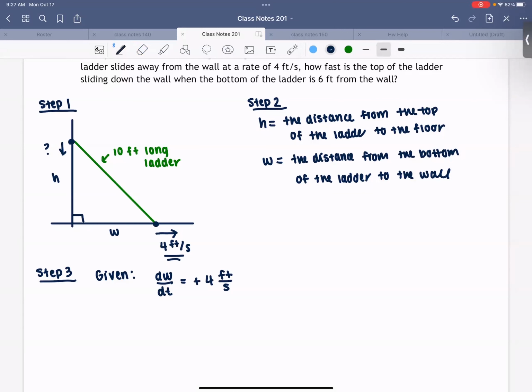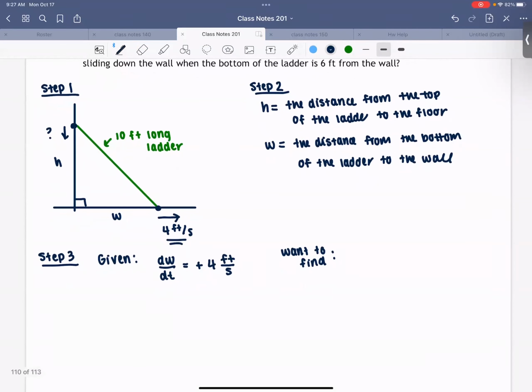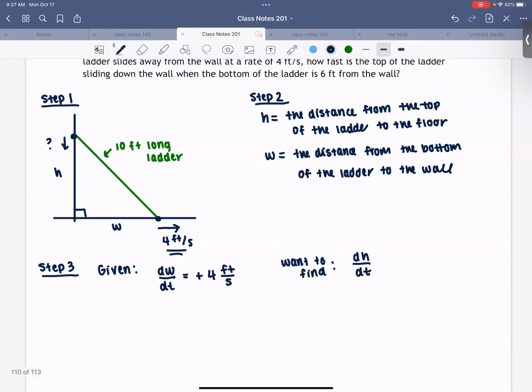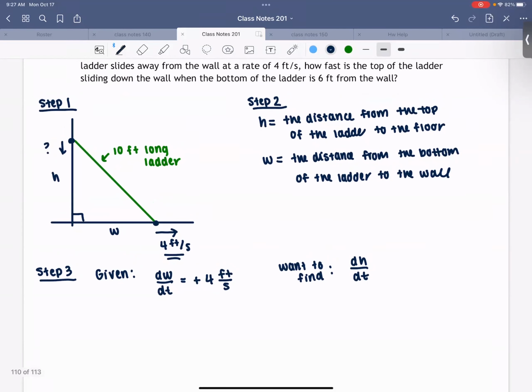Okay, let's figure out what we want to find. Okay, we want to find how fast the top of the ladder is going down. So we want to find dH/dt, right? And very specifically, we want to find dH/dt when the bottom of the ladder is 6 feet from the wall. So when W is 6 feet, okay?